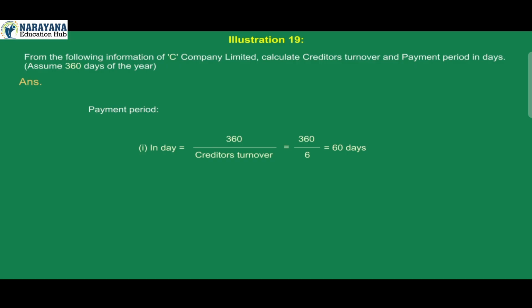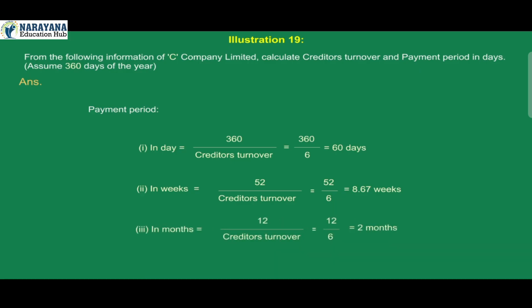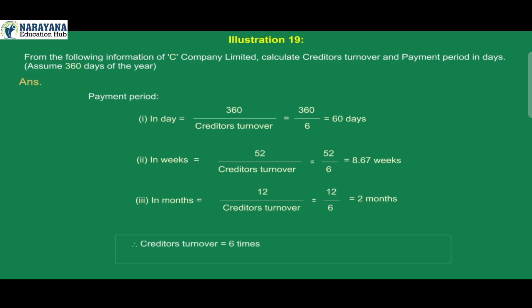Payment period: 1. In days is equal to 360 divided by creditors turnover, is equal to 360 divided by 6, is equal to 60 days. 2. In weeks is equal to 52 divided by creditors turnover, is equal to 52 divided by 6, is equal to 8.67 weeks. 3. In months is equal to 12 divided by creditors turnover, is equal to 12 divided by 6, is equal to 2 months. Creditors turnover is equal to 6 times. Payment period: 1. 60 days, 2. 8.67 weeks, 3. 2 months.